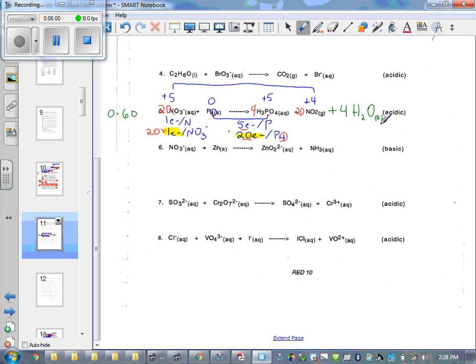Now we've got to balance the hydrogens. We've messed them up. On the left, it's easy accounting. There are no hydrogens. But on the right, we've got 4 times 3 is 12. So 12, it's H2, sorry. 20. So we're going to add 20 protons to the left. Last thing, we're acidic. So are we done?